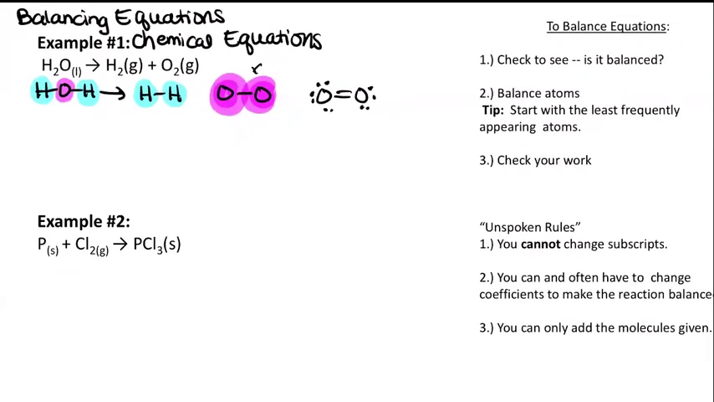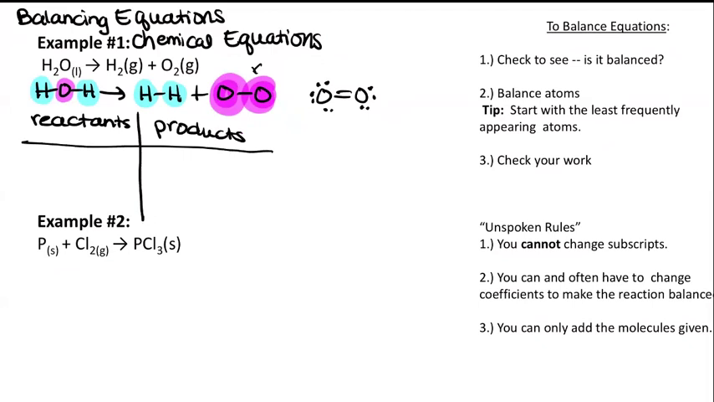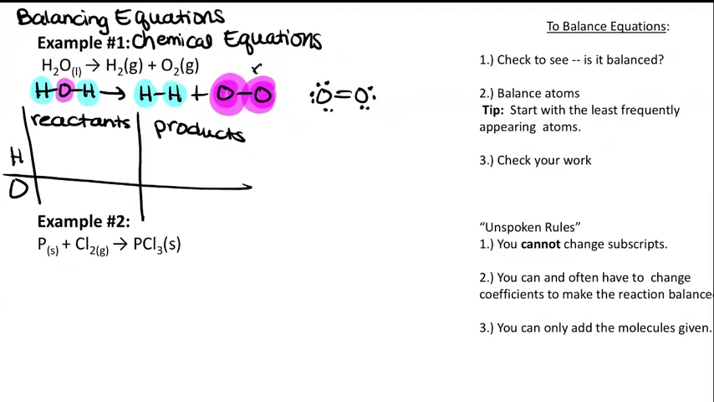Okay, so I want to balance the equation. Now I'm going to make a little table, reactants and products. On the reactant side, I have the atoms of hydrogen and the atoms of oxygen. I better have them on the product side too. Otherwise, I made a mistake. If I don't have both atoms on both sides, something's up.